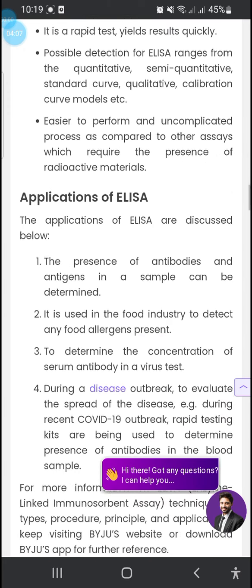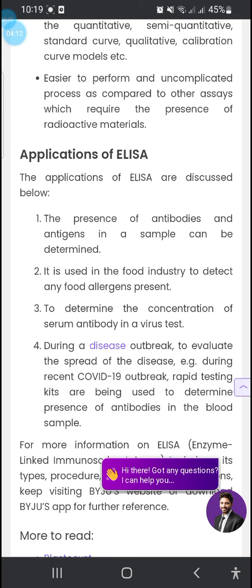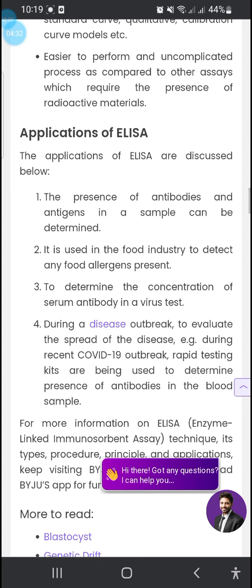Next, applications of ELISA. The applications of ELISA are discussed below. The presence of antibodies and antigens in a sample can be determined. It is used in the food industry to detect any food allergens present. It is also used to determine the concentration of serum antibody in a virus test.